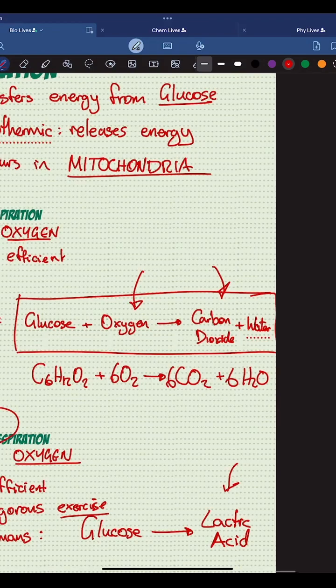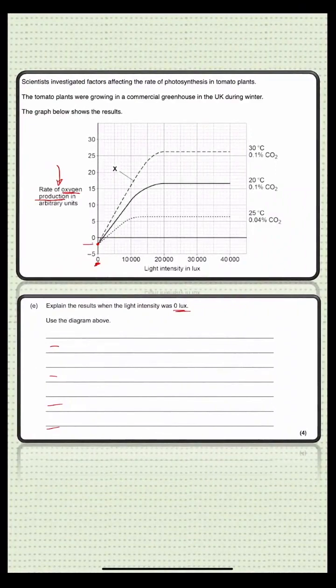So because they're taking in oxygen, the levels of oxygen are going to go below zero. It's going to be -2. Let me know if that made sense. Tap on the screen if that made sense. If not, I'll explain one more time. Let me write the answer while you guys do that.